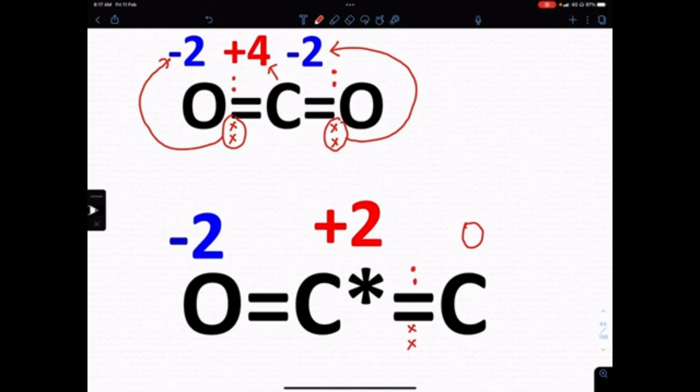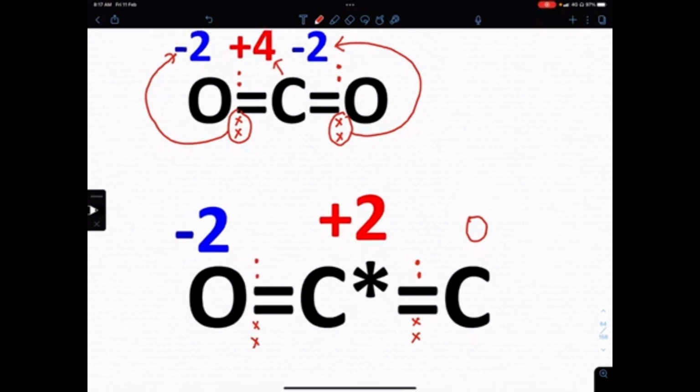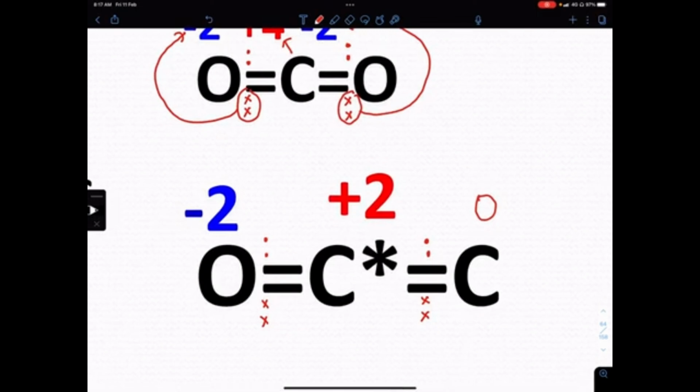Now, the carbon in the middle also has equal sharing of electrons with the carbon on the right. However, with the oxygen on the left, because carbon is less electronegative, the electrons spend a greater amount of time with the oxygen on the left-hand side. Because oxygen has made a net gain of 2 electrons owing to its electronegativity, it has an oxidation state of -2. And because carbon has made a net loss of 2 electrons, and electrons are negatively charged, it has an oxidation state of +2.